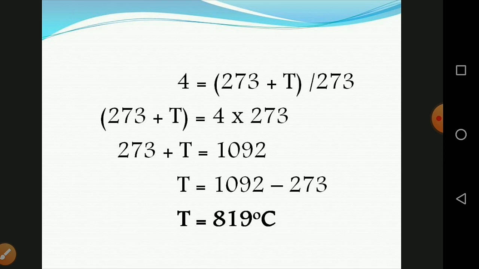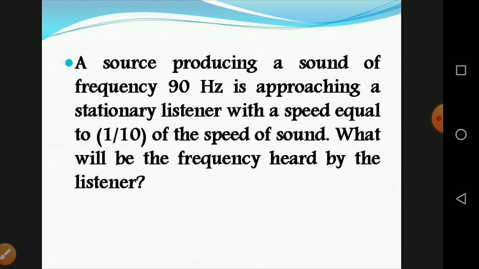So we know the temperature. t is equal to 1092 minus 273. So t is equal to 819 degrees Celsius. The temperature is 819 degrees Celsius.